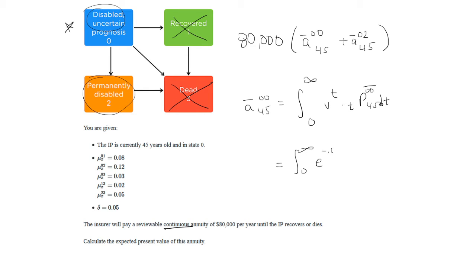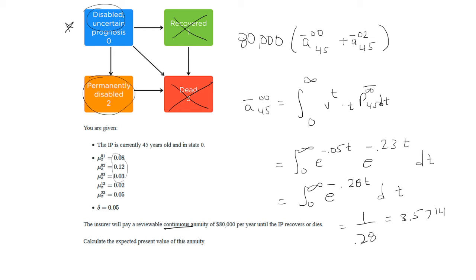Force of interest is 5%. Okay, and this will be e to the negative... Now we have to add up all of these three, so that'll be 0.23 t dt. So that'd be e to the negative 0.28 t dt, which is the same thing as 1 over 0.28, which is 3.5714. So that's the first annuity.